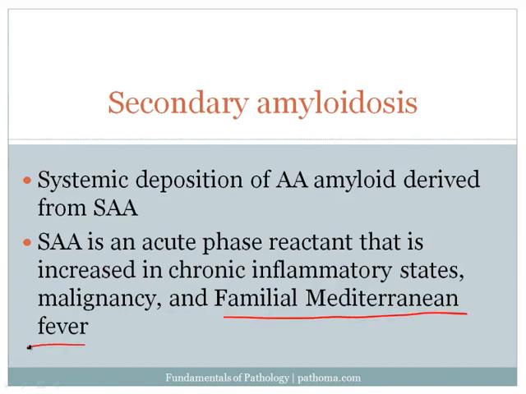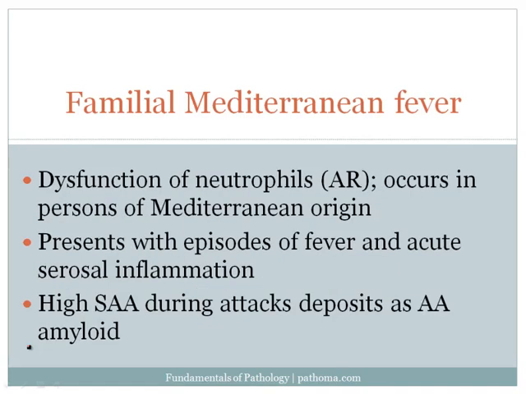Now, what is familial Mediterranean fever? Familial Mediterranean fever is actually a dysfunction of the neutrophils. It is a familial genetically derived dysfunction, which is autosomal recessive, and it occurs in persons of Mediterranean origin. Now, what's the key consequence of familial Mediterranean fever? Well, the neutrophils are not functioning properly, and they can become activated and create an attack of acute inflammation. That attack of acute inflammation is not really driven by infection, but instead by this dysfunction of the neutrophils, and it classically presents with fever, which is what you would expect with inflammation.